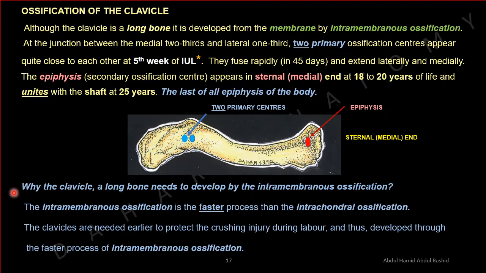Why does the clavicle, a long bone, need to develop by intramembranous ossification? Intramembranous ossification is a faster process than endochondral ossification. As stated above, clavicles are needed earlier to protect against crushing injury during labor and thus are developed through the faster process of intramembranous ossification before the birth of the baby.